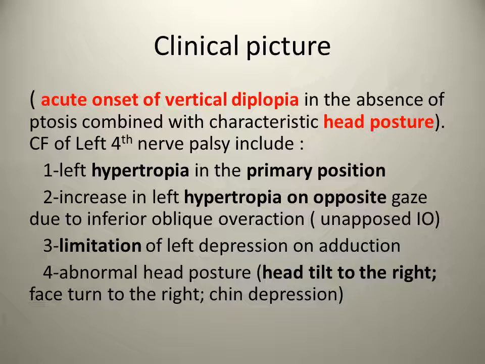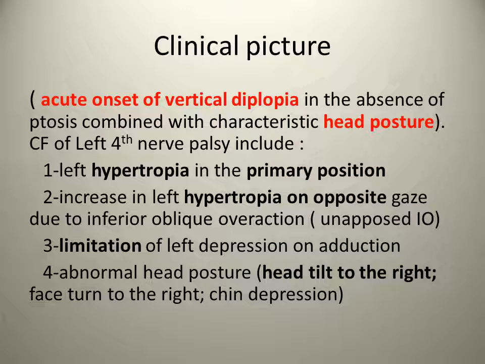The characteristic clinical picture for fourth cranial nerve palsy in adults is acute onset vertical diplopia, an absence of ptosis, combined with the characteristic head posture. So, for left fourth nerve palsy, the features are: number one, in a primary position, there is left hypertropia. Number two, there is an increase in the left hypertropia on right gaze due to an unopposed inferior oblique.